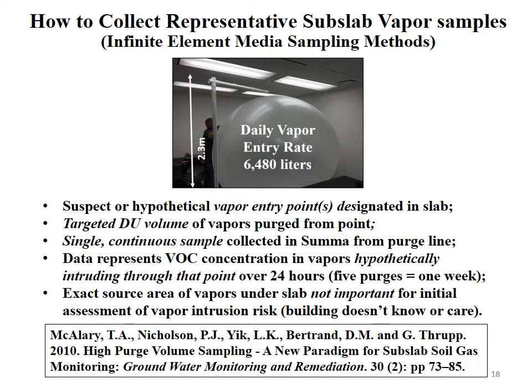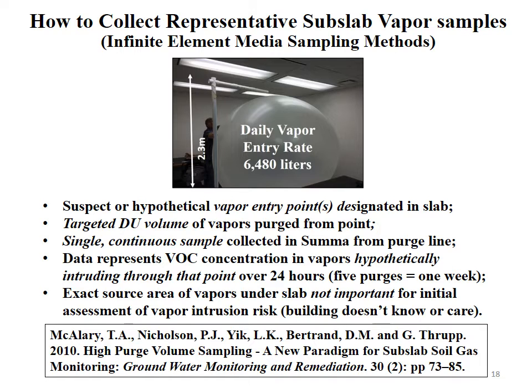Now, typically when we do this work, we do 5 purges from the same point, because we want to look at vapor intrusion into a building at that point over 5 days, so that we can capture any variability in vapor entry into the building over a week-long period.